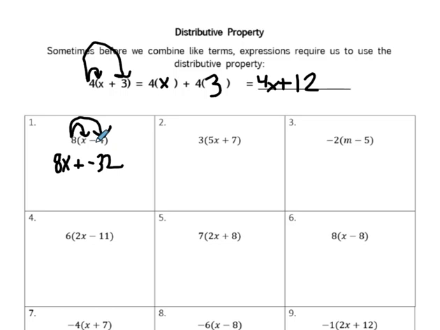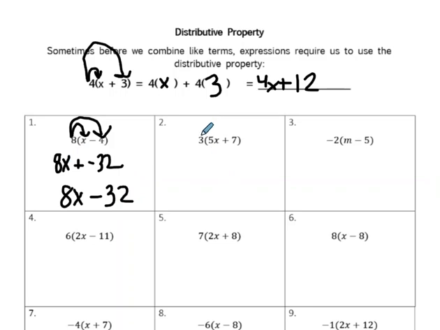And remember that negative belongs to the 4. Just like in combining like terms, if there's a negative sign or a minus sign in front of a constant or a term, it has to be included with the number. Okay, so then we've got 8x plus a negative becomes a negative 32. And you could leave it as this, but we'll go ahead and simplify it to this.